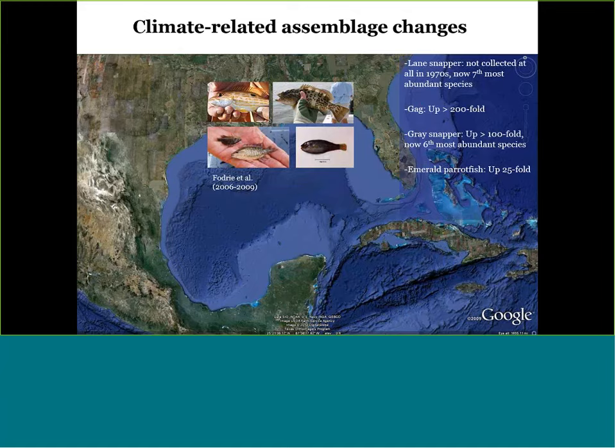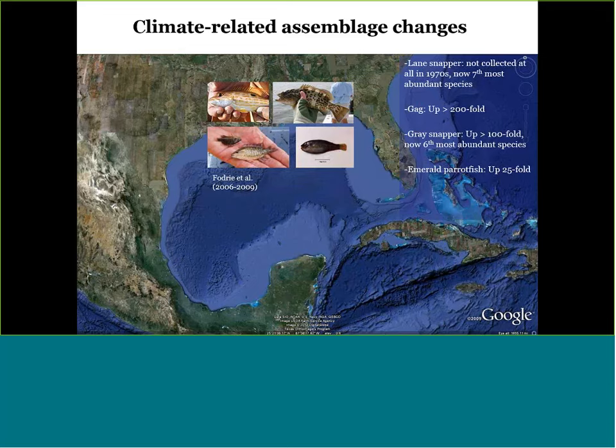On the upper right and lower left, you see a gag grouper and gray snapper. Livingston caught those, but we caught them at about two orders of magnitude, so hundreds of times more frequently than what Livingston caught them at. And now gray snapper is, I believe, the sixth most abundant species that we tend to see in the Gulf as of today. And then on the lower right, that's a parrotfish.